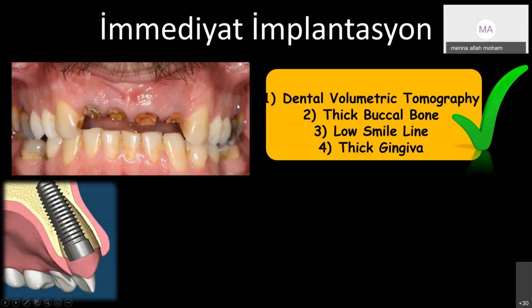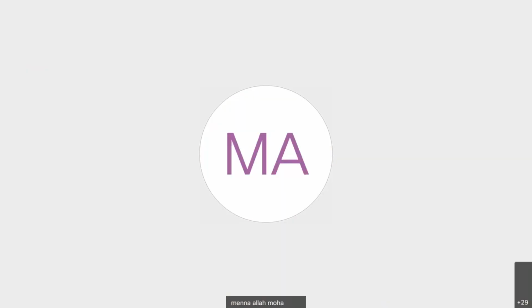We take our dental volumetric tomography to see what we are doing. Something that will support us with this is a thick buccal bone, which is always good to have. A low smile line will make any mistakes we make invisible.